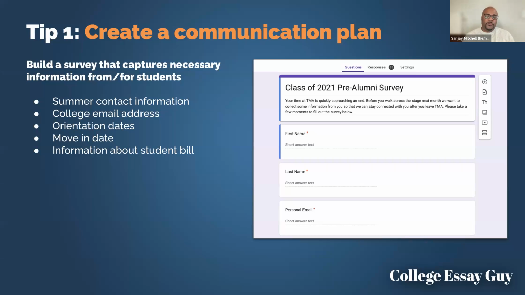We know that once they've become graduates of our high school, colleges will start to email most information to their college email addresses. So let's start getting them in the habit of checking that address. What's your orientation date? What's your moving date? Did you get your student bill? Are all the scholarships and awards that you were supposed to receive on your bill?